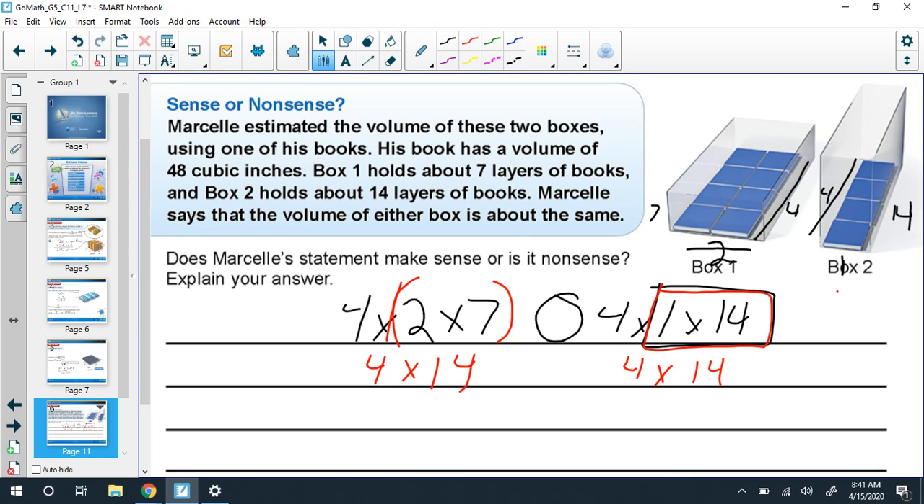Now, if you use the same exact book to measure both of these boxes, and it has a volume of 48 cubic inches, then that means that they're both going to be the same. We don't really even have to do any more math because we know that the box on the left holds 4 times 14 number of books. The box on the right also has 4 times 14 number of books. And so that means that both of these are in fact equal.